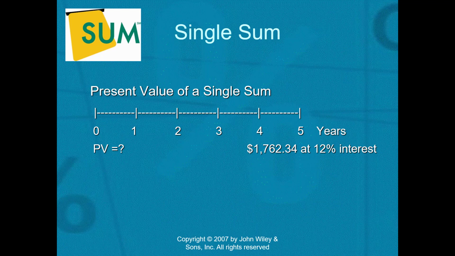Now we're going to put 1762.3417 future value in our calculators. Then we're going to hit 5N, 12IY, compute PV, and now we have a present value of negative 1,000, which is just what we started with in the previous slide. So now you have calculated your first present value calculation.